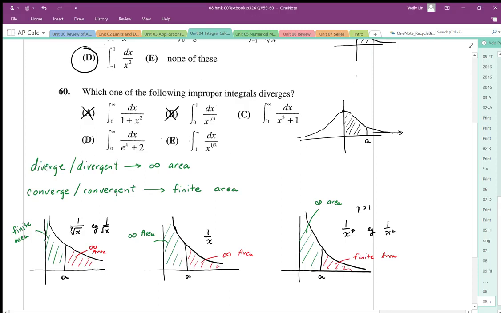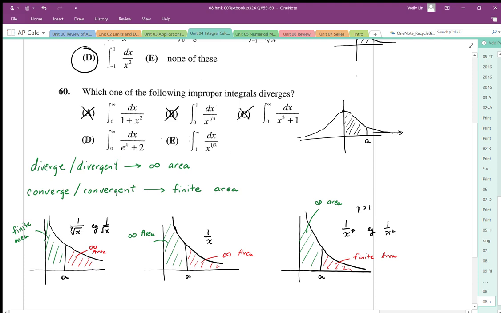For 0 to infinity of 1 over x cubed plus 1, this one is going to behave again like an x cubed function as x goes to infinity, so it's going to have finite area. And what's happening near 0 is that it's going to look similar to the 1 over 1 plus x squared on the right hand side anyways. On the left hand side we will have something slightly different, but on the right hand side it's going to be the same, and from 0 to infinity this is going to be finite, or convergent.